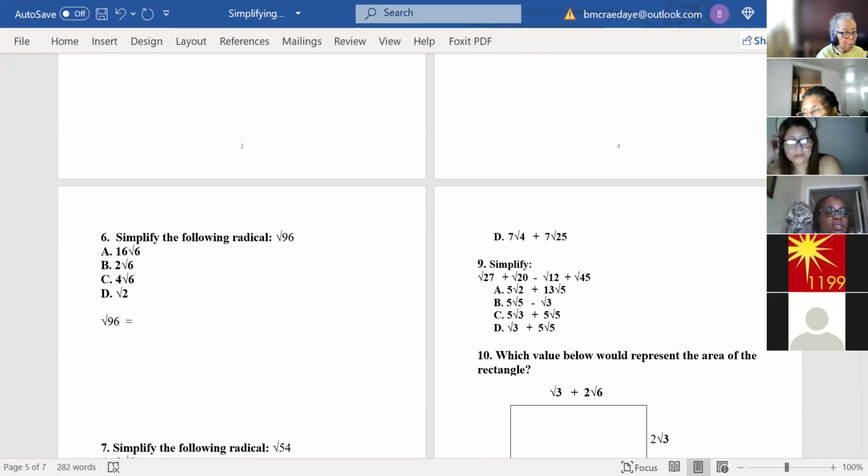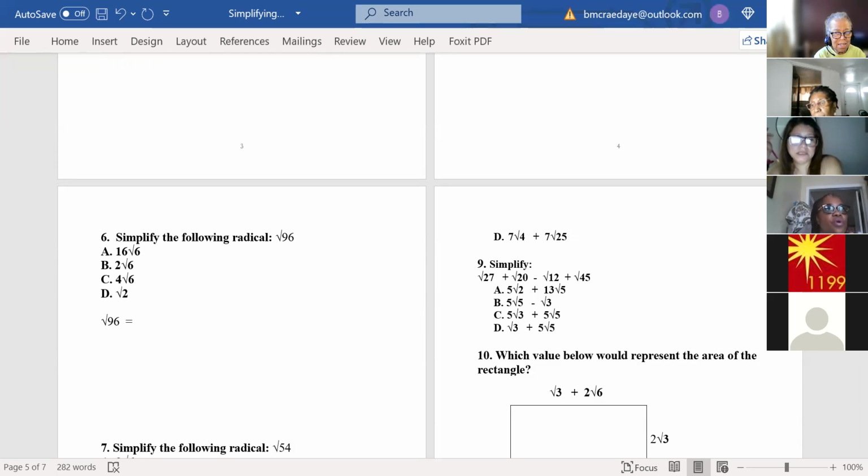4 and 6. What's 4 times 6? 4 times 6 is 24. But we need two numbers multiplied to give you 96.